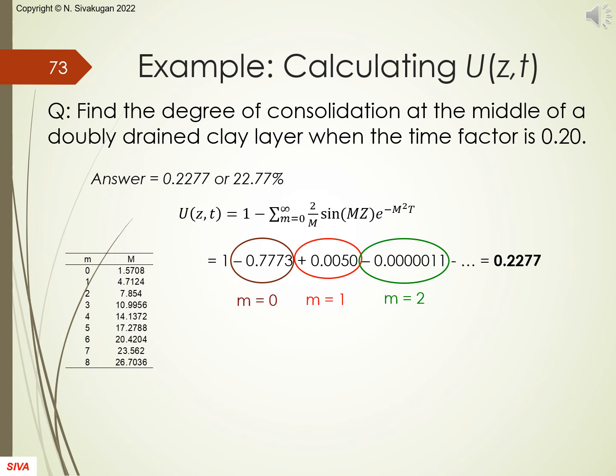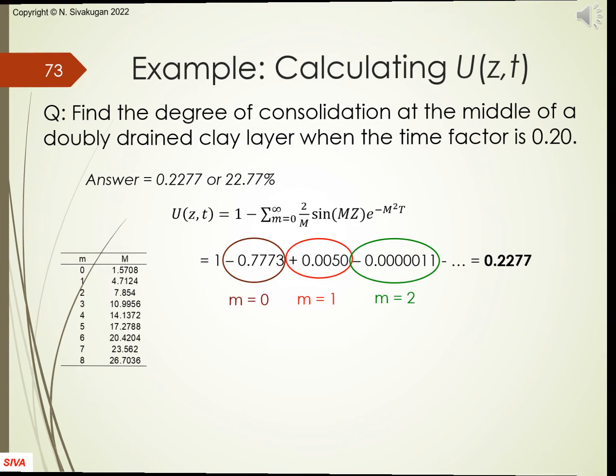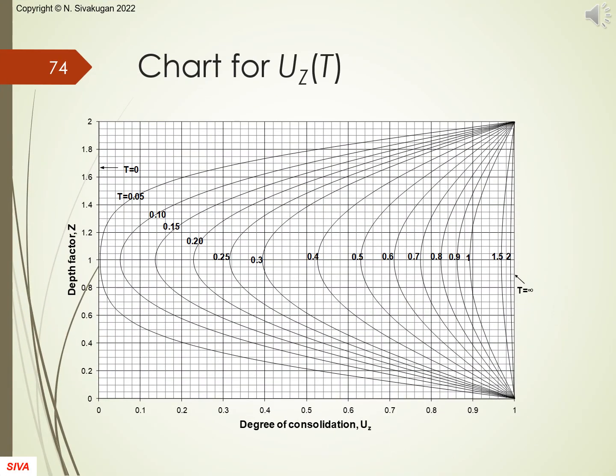Here is a simple example where we have used the expression from the last slide to compute U for a given Z and T. It takes quite a bit of time, and hence we developed a graphical solution. Here is the graphical solution, which applies to both singly drained and doubly drained clay layers. You can see that the degree of consolidation is the minimum when Z equals 1. At Z equals 0 or 2, the degree of consolidation is 100% at all times, which is one of our boundary conditions. The plots are symmetrical about the horizontal axis at Z equals 1.